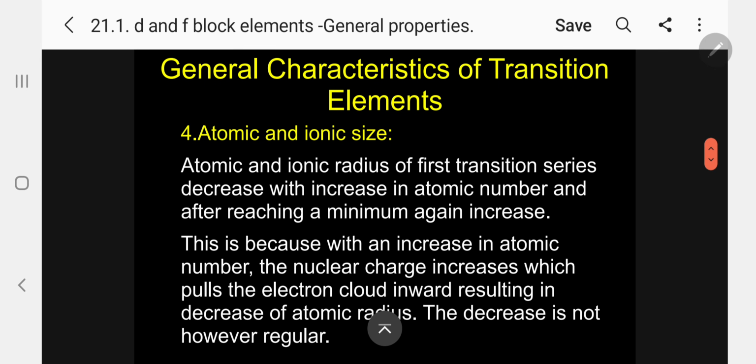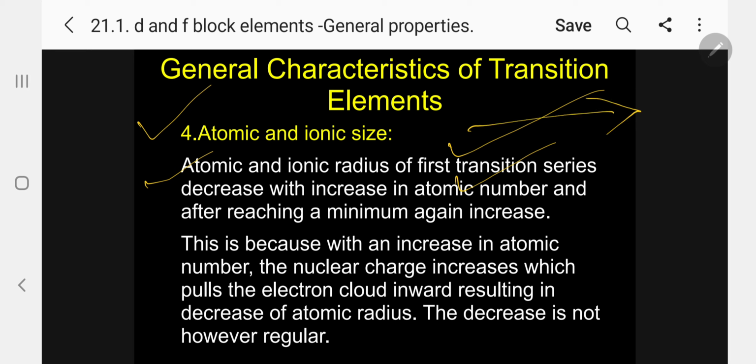Then, atomic and ionic size. Atomic and ionic radius of first transition series decrease with increasing atomic number. When you move across the period, kindly follow, generally atomic radius decreases. So same way here, atomic or ionic radius decrease with increase in atomic number, and after reaching a minimum again increases. Kindly follow. This is the important information regarding transition series, first transition series.